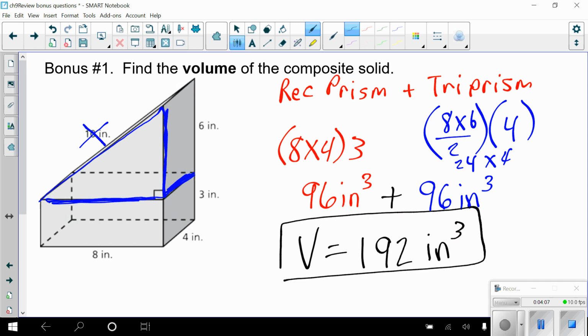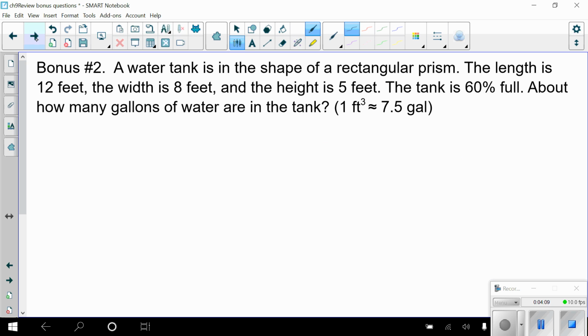All right, second bonus question. A water tank is in the shape of a rectangular prism. The length is 12 feet, the width is 8 feet, and the height is 5 feet. The tank is 60% full. About how many gallons of water are in the tank? And then they give you the formula for gallons. We have not done gallons. Don't let that freak you out. We'll do that at the very end.